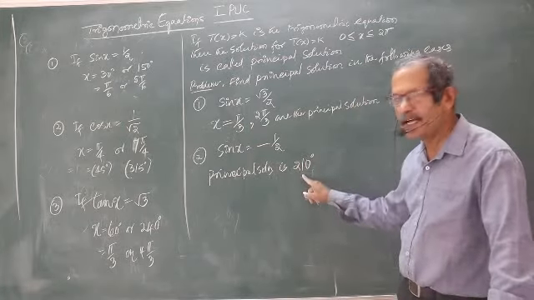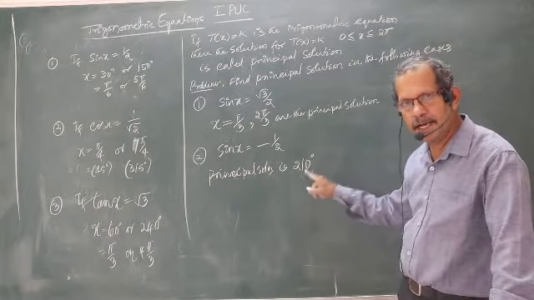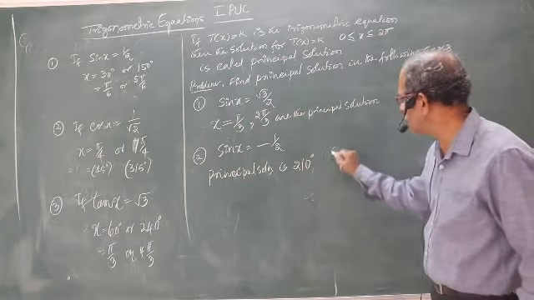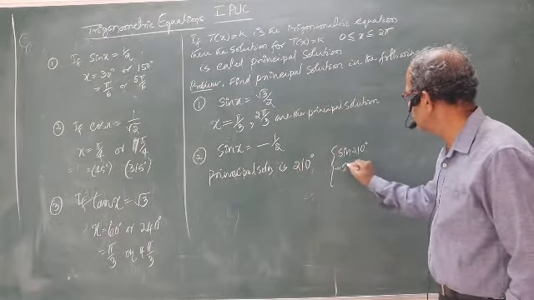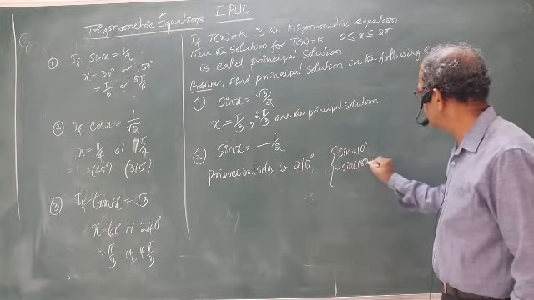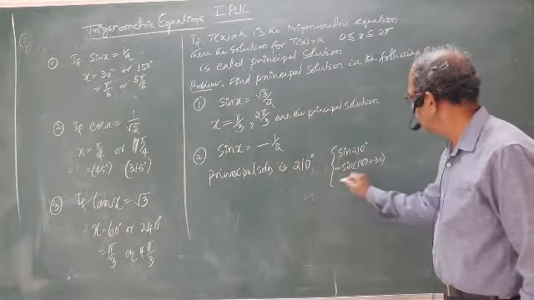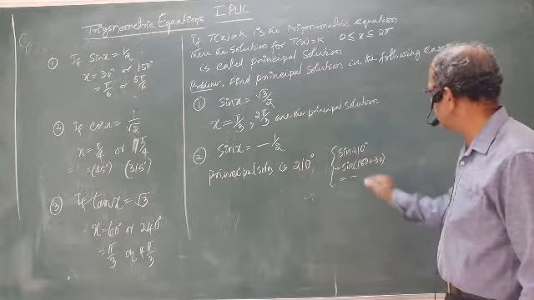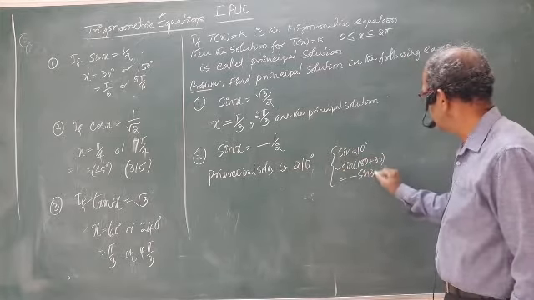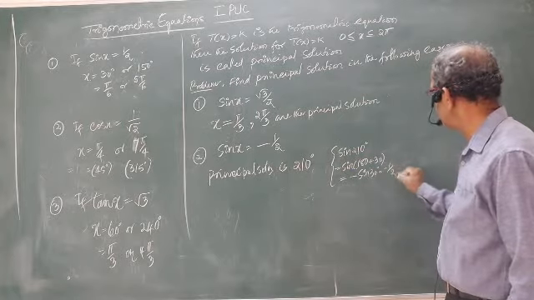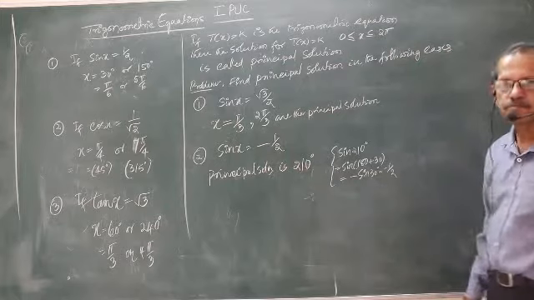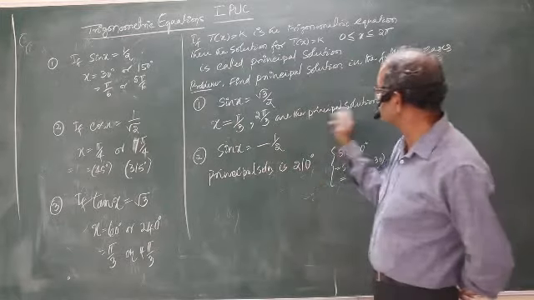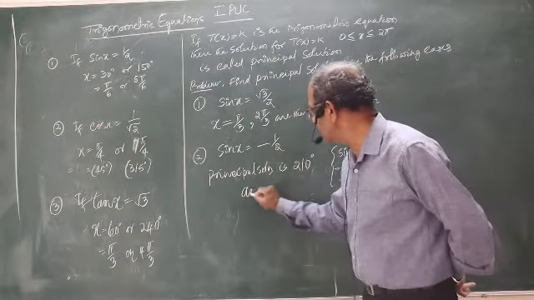Sin of 210 is sin of 180 plus 30. How did you get that one? See, sin 210 is sin 180 plus 30. In the third quadrant sin is negative, so it is minus sin 30, that is why I have written the minus. But you have to write a principal angle. Where is another? And another one.